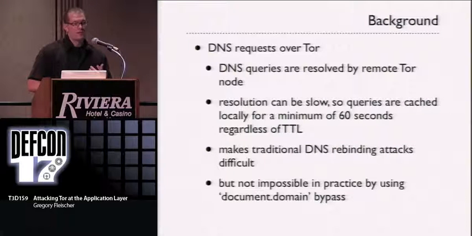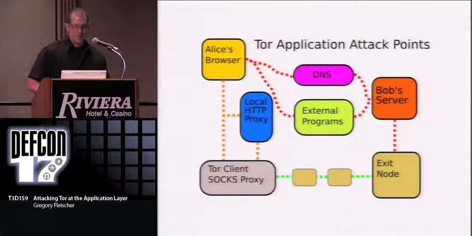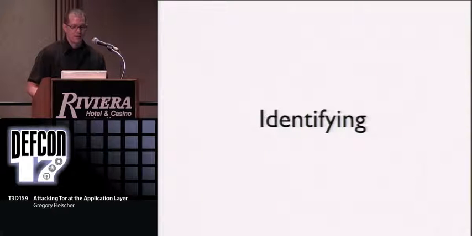But we've been able to see that it's not impossible to do DNS rebinding through other techniques such as the document.domain bypass. Applications in Tor. So only specific applications that are aware of Tor, either through the HTTP proxy or the SOCKS proxy, are going to be able to use it without leaking information about you, either through your IP address or through DNS requests. So we've modified our diagram here now and added in a couple additional attack points, which is DNS and external programs.